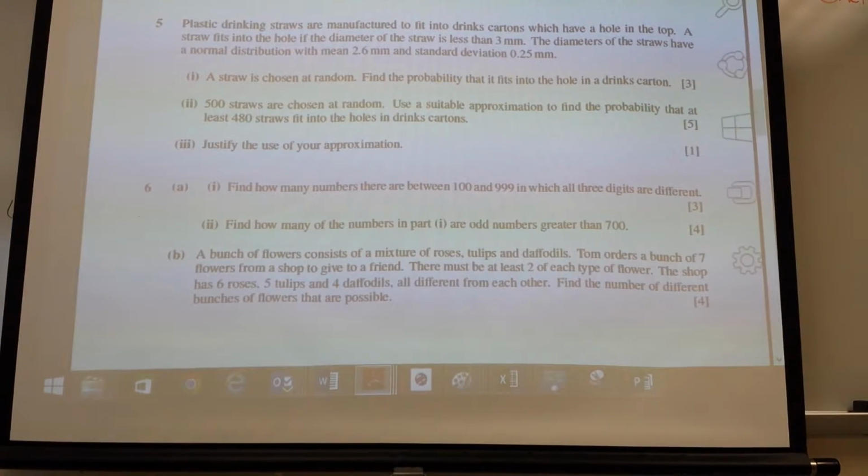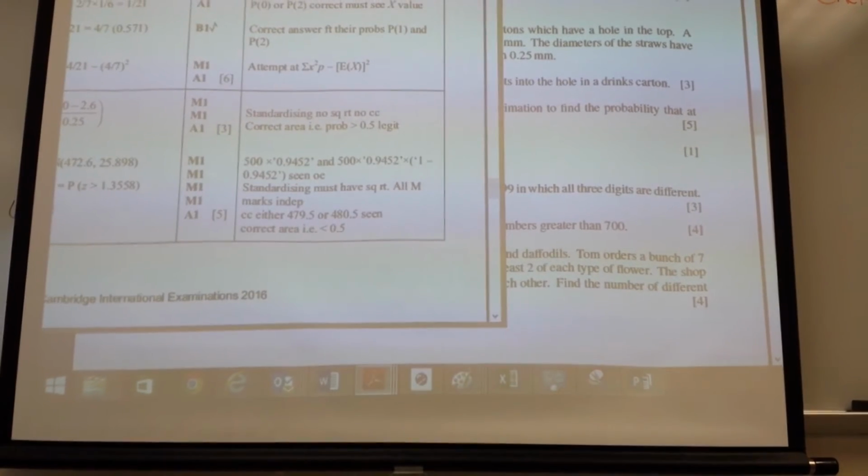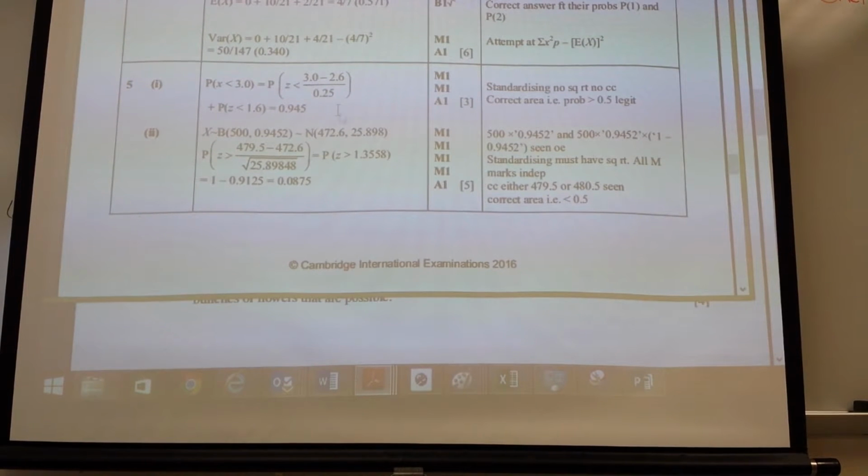Okay, so let me go ahead and pull this over. You have to convert it to a z-score first, right? So, the probability of less than 3.0. Is everybody cool with remembering how to do that? Taking 3.0 minus 2.6, divided by that.